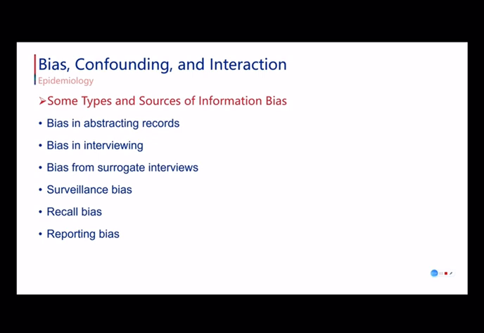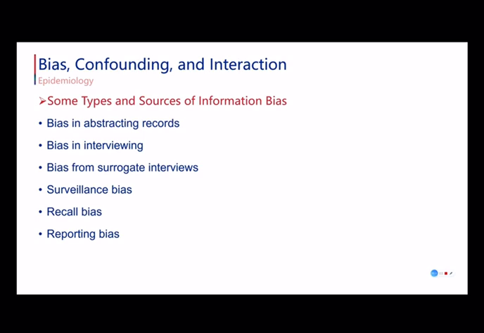Some of the types and sources of information bias in epidemiologic studies are shown in this slide. Bias may be introduced in the way that information is abstracted from medical, employment, or other records, or from the manner in which interviewers ask questions. Bias may also result from surrogate interviews.